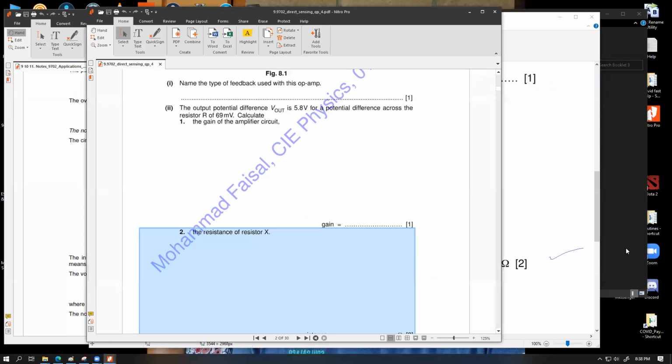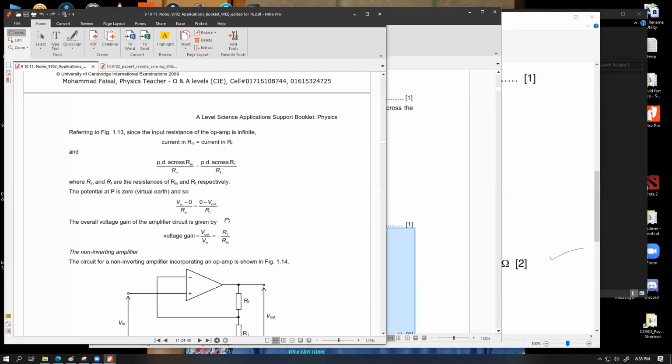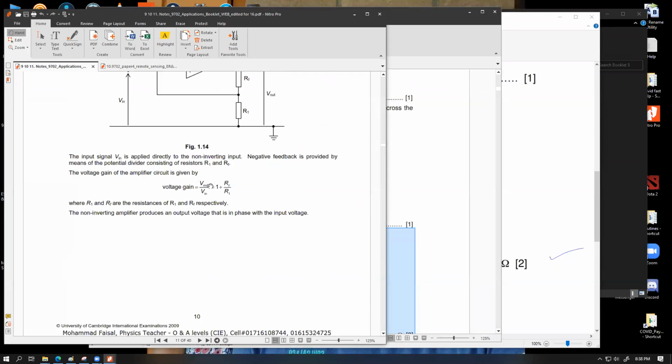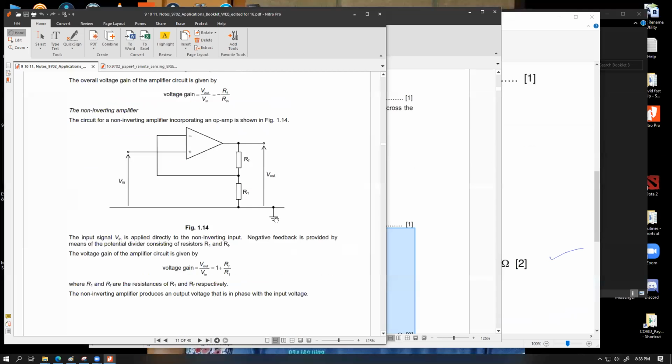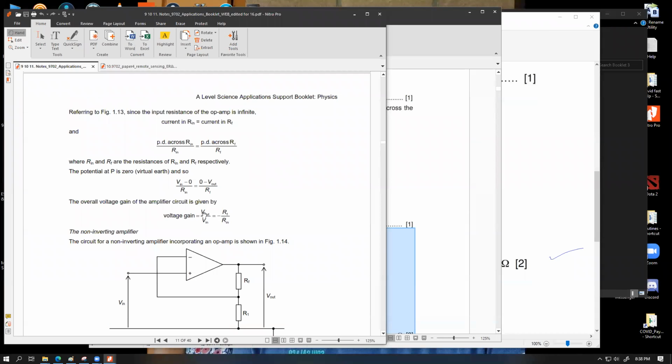So 1 plus RF by Rx is the formula. This is a very basic formula. Sir, is this for both inverting and non-inverting? No, this is only for non-inverting. The formula for inverting is this one: minus RF by Rin. They have different formulas.